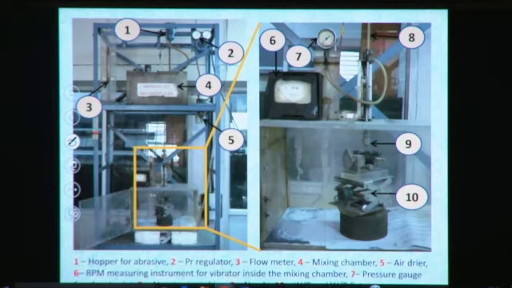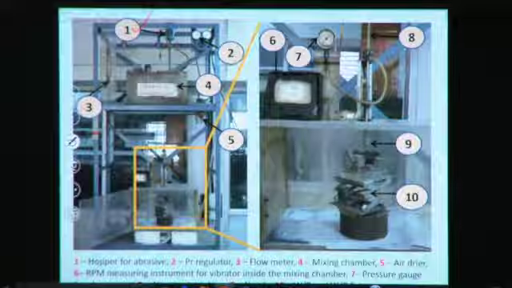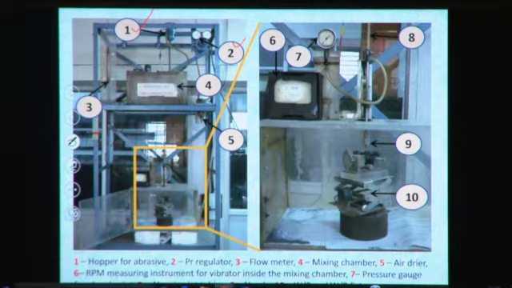Okay, so this is the experimental setup available at IIT Kanpur. This one here is the abrasive hopper, where the abrasive is kept. There is a vibrating mechanism. Number 2 is the pressure regulator, to regulate the pressure coming from the compressor, and 3 is the flow meter of the compressed air. Then 4 is the mixing chamber. In this mixing chamber, the air and abrasive particles are homogeneously mixed.